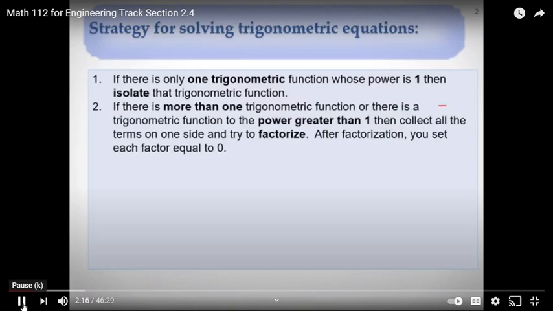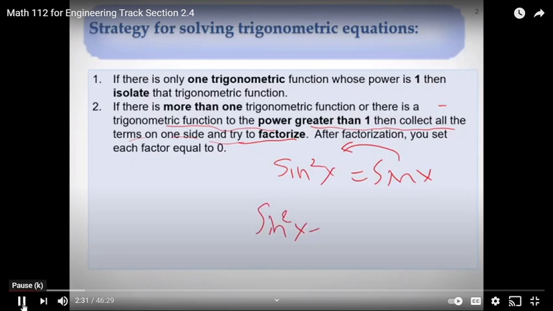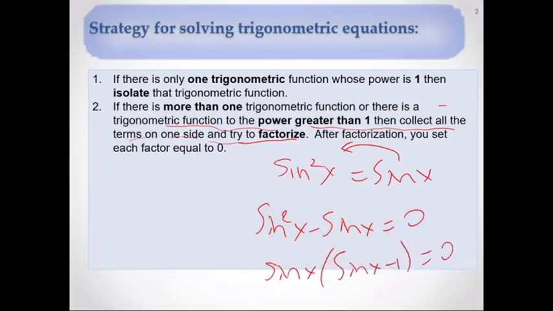And the other thing is, if there's more than one trigonometric function, or there's a trigonometric function to a power greater than 1, then collect all terms on one side and try to factorize. So you have sine squared x equal to sine x. So you will try to send this one here and try to factor it. And then you set each factor equal to 0, and then you will try to solve it.